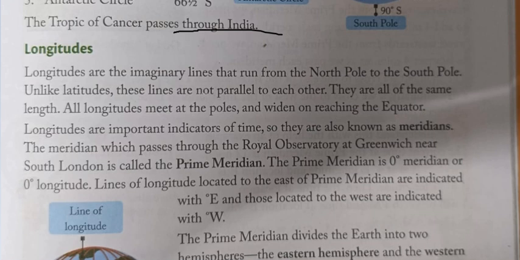Longitudes are important indicators of time, so they are also known as meridians. So they are the indicator of times. Like we have different time zones, like India time, then we have American time, we have Europe time. So why is this time different? Because we have these longitudes, which are also known as meridians. We are going to study about it subsequently.